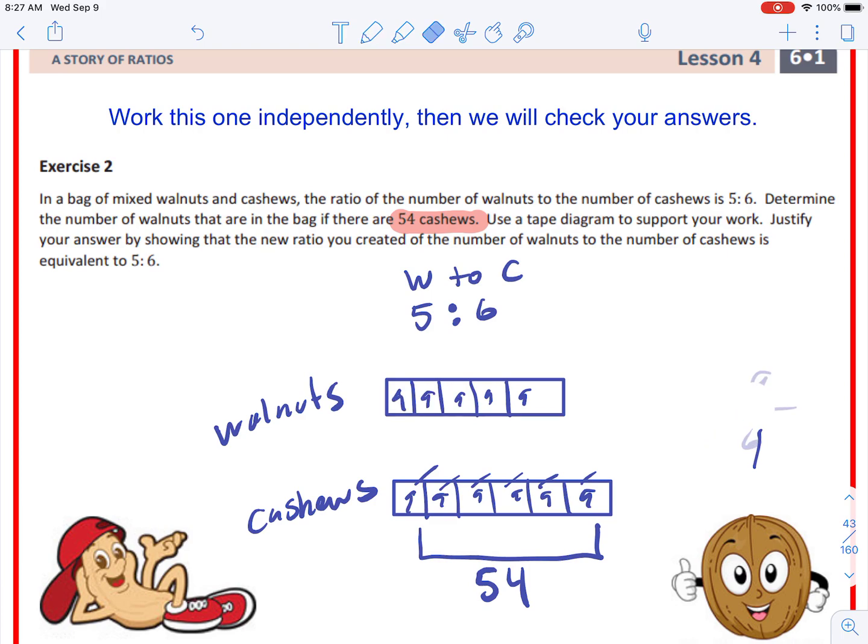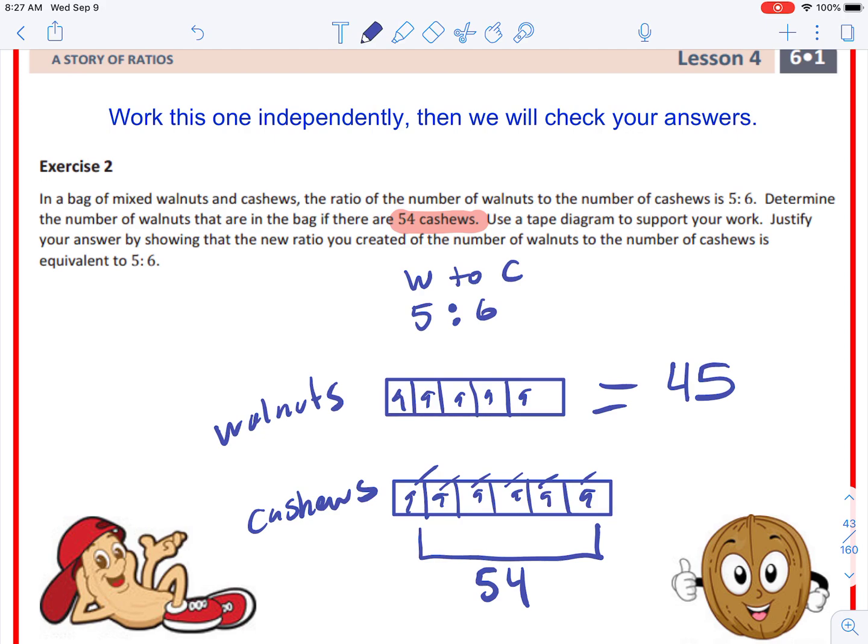Okay, so now if the walnuts only had 5 units and there's 9 in each unit, how many walnuts are there going to be? 45, because 9 times 5 equals 45.